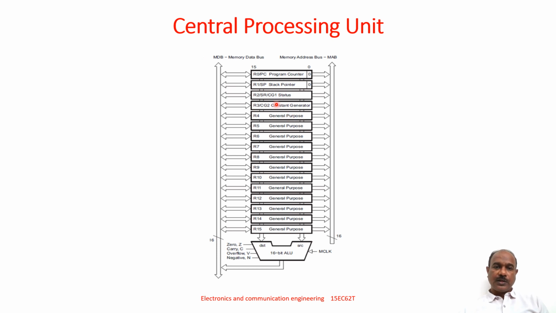The next register here is the R2 register. This register R2 can be used as a general purpose register, or as SR, that is the status register, or as a constant generator 1 register. But usually it is used as the status register.